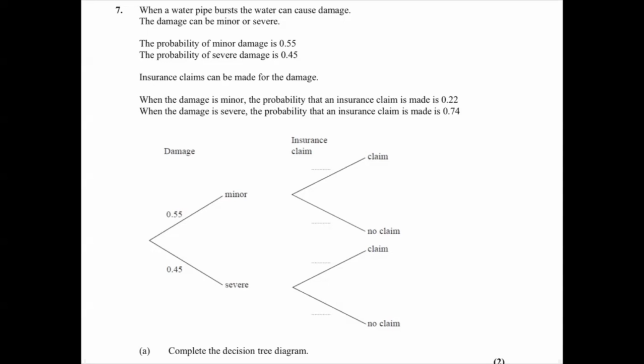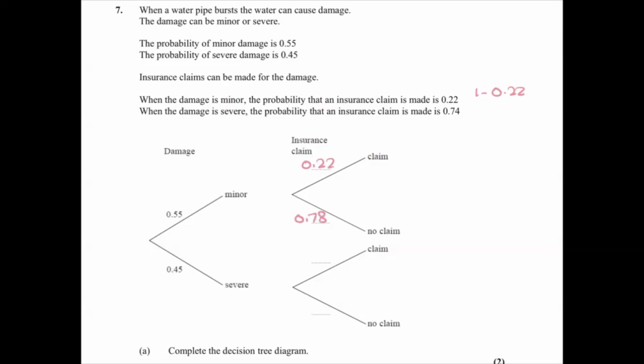Now, we're being told that when the damage is minor, so here we have our damage and we have our minor. So this part of our tree diagram, this branch, when the damage is minor, the probability that there's an insurance claim is 0.2. So we've got our claim being 0.2. To not claim means it's 1 minus 0.2. One or the other is going to happen. That's a certainty. So that's where we do that 1 minus.